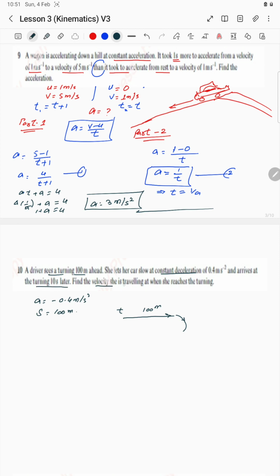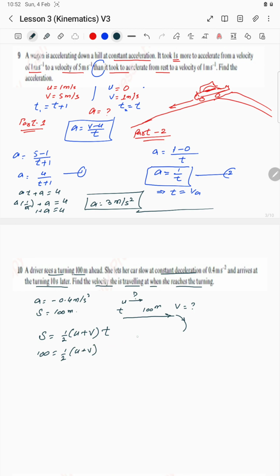Okay, find the velocity she is traveling at when she reached the turning point. So here we have to find this, and this is starting from u and at t. Okay, let's start solving this. We can apply again the formula S is equal to half (u plus v) times t, because both u and v are unknown. S is 100, 1 by 2 (u plus v), and time.